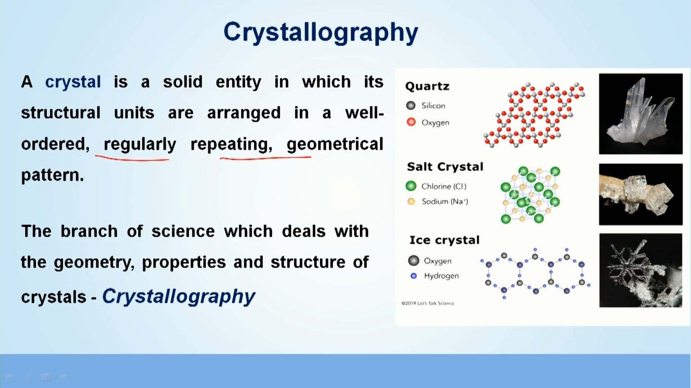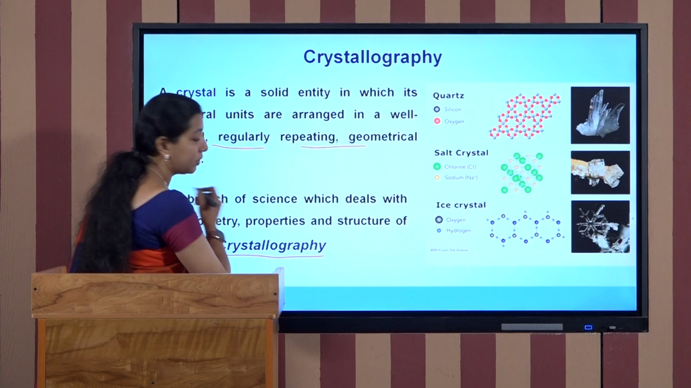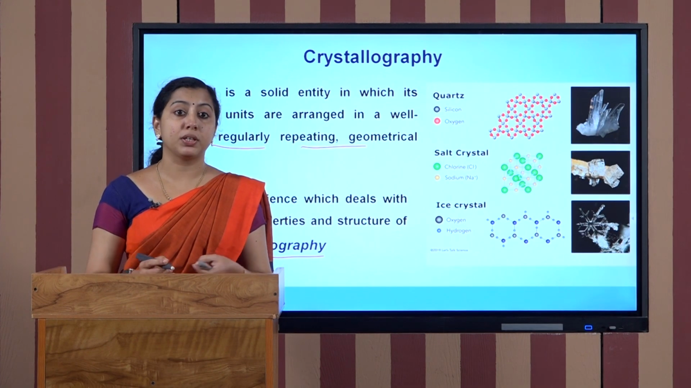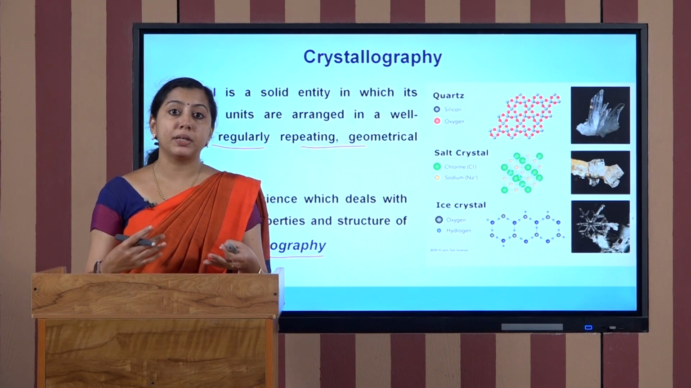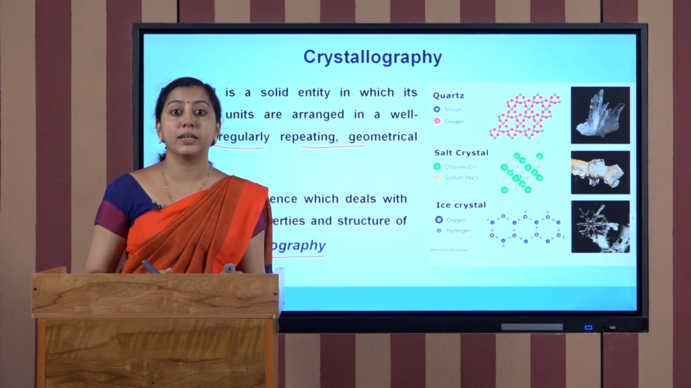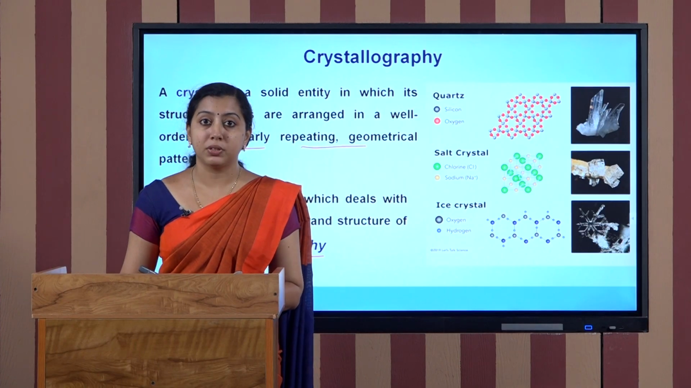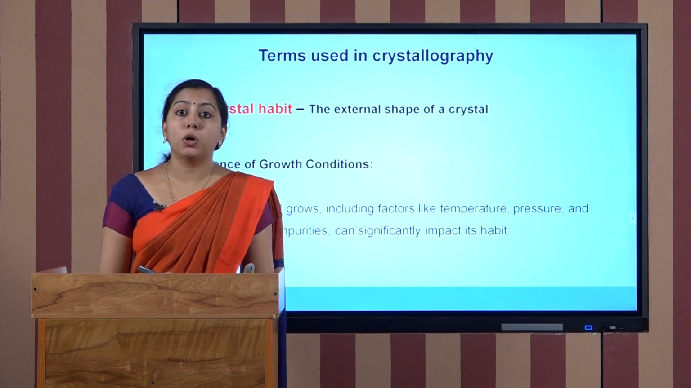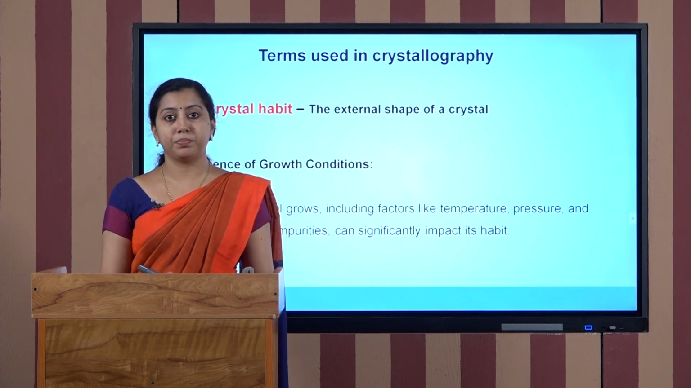It is nothing but the study of crystals, or we may say the branch of science which deals with the geometry, properties and structure of crystals is called crystallography. So, crystallography is the branch of science which deals with the geometry of the crystals. It deals with the various properties exhibited by the crystalline solids, and also the structure of crystals. Now, let us see some common terms used in crystallography.